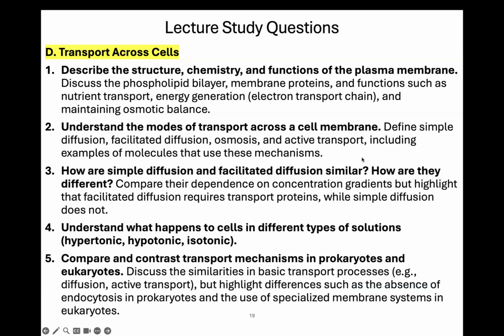Then there's active transport. Active transport requires energy. Active transport requires energy because substances are moved against their concentration gradient from an area of low to high concentration, and it also involves membrane proteins. And then finally, in addition to all of these, eukaryotes also have something called endocytosis and exocytosis, which we just talked about. So I hope that this lecture makes it easier to understand transport across cell membranes.